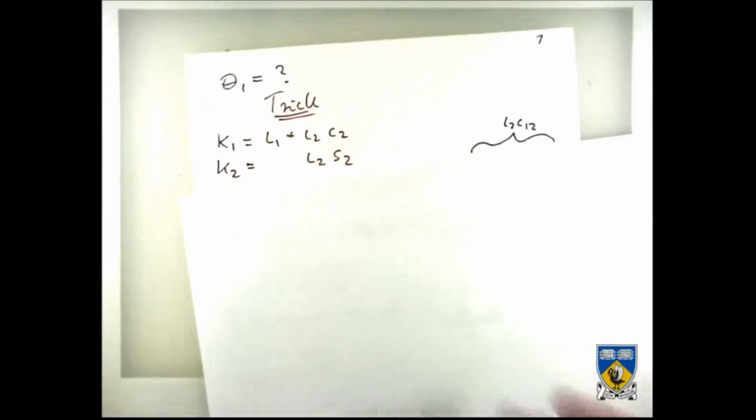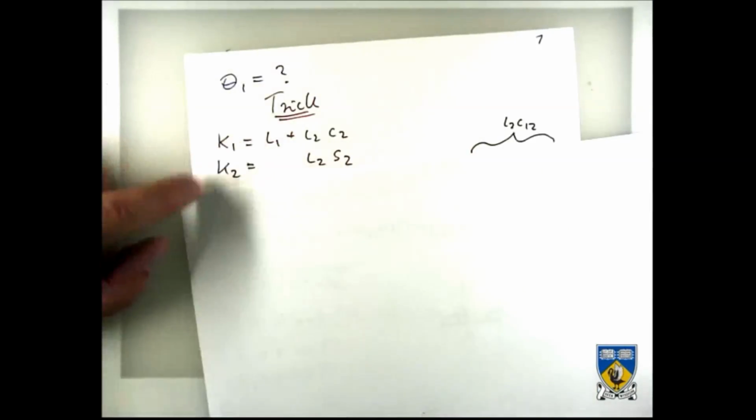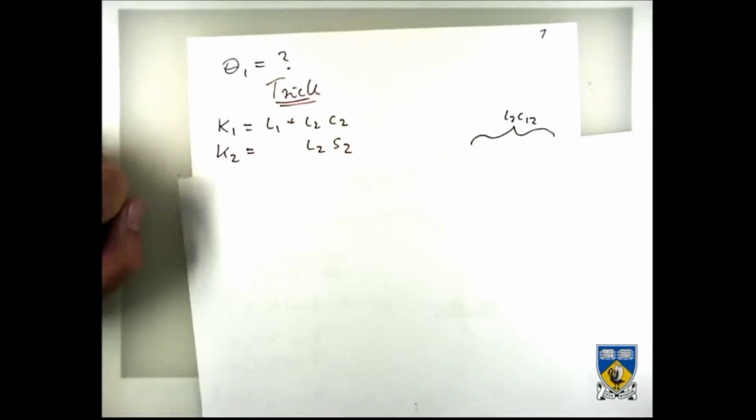Now, to get theta 1, the amazing tricks have been discovered. I have no idea how people came up with these tricks, but you will see that in the end the result is pretty efficient. So the first trick, somebody noted that it is convenient to define two constants, K1 and K2.